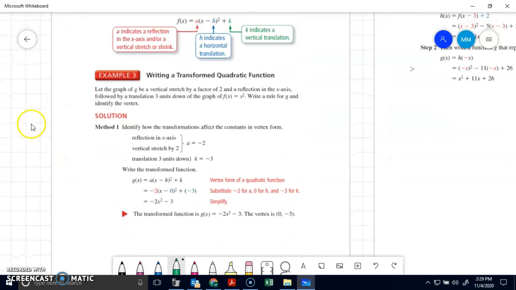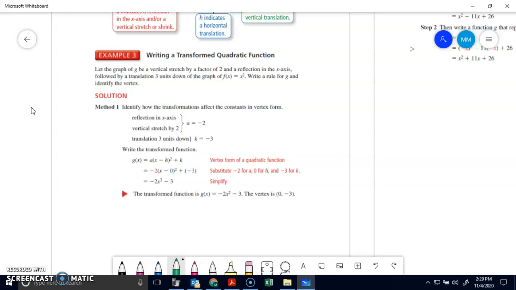So let's take a look at our two examples. First example says that here's my parent function. We'll get to that in a moment. We're just doing x squared, the parent function. Let g, the graph of g, be a vertical stretch by a factor of 2. So the first thing they want us to do is a vertical stretch by 2. And a reflection in the x-axis. So the next thing they're telling us to do is reflect the x-axis. And then it says followed by, so in this order, moving down 3 units.